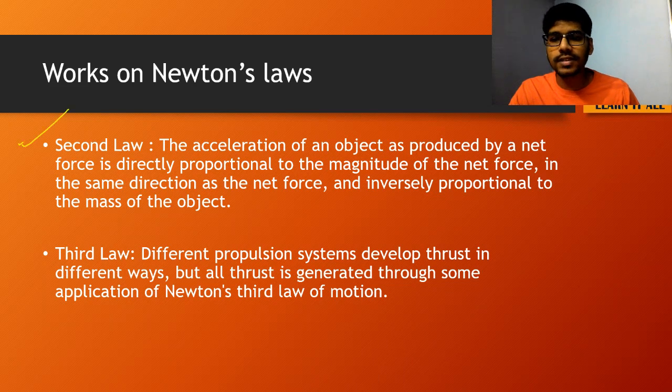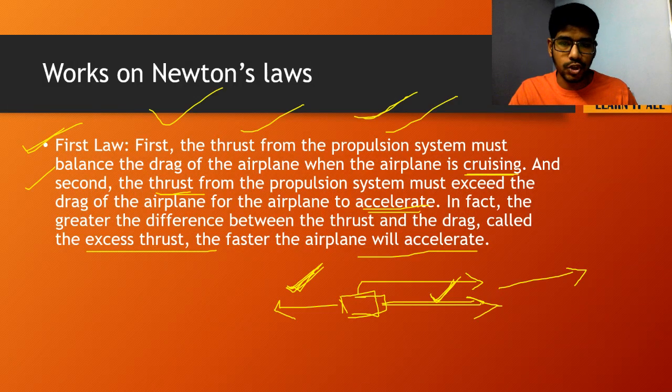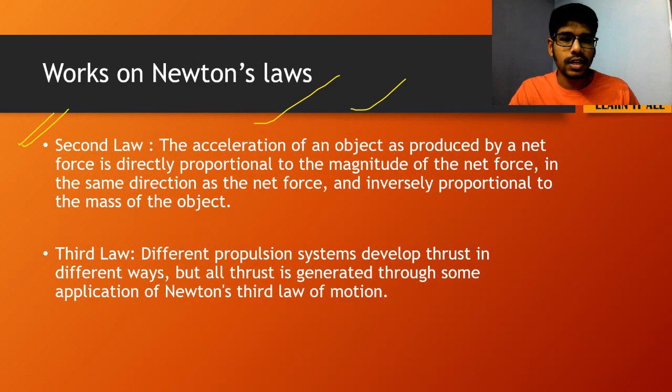The second law states that the acceleration of an object is produced by the net force. So you're providing the thrust; the thrust is being provided by the propulsion system. The acceleration of an object produced by a net force is directly proportional to the magnitude of the net force, right? That is Newton's second law.